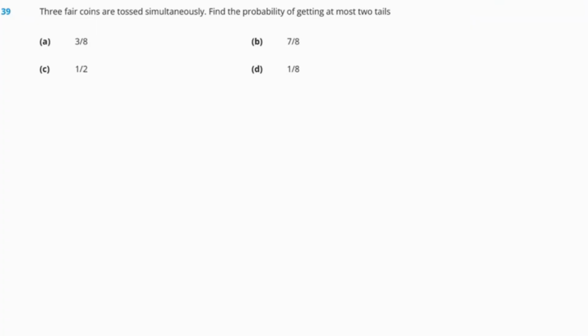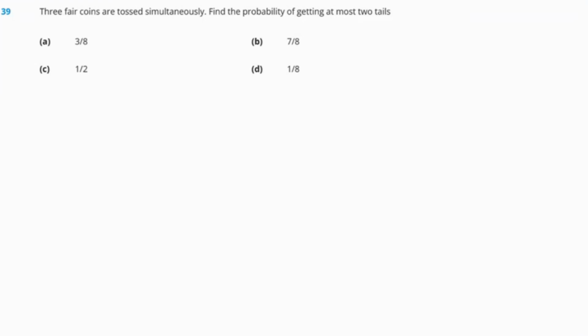Okay, what is the probability that we are getting at most 2 tails? Which means we cannot get more than 2 tails. We need to get at most 2 tails only. We can get less than that as well. So 3 coins are tossing together only. So for that, first we need to figure out how many total possibilities we have.